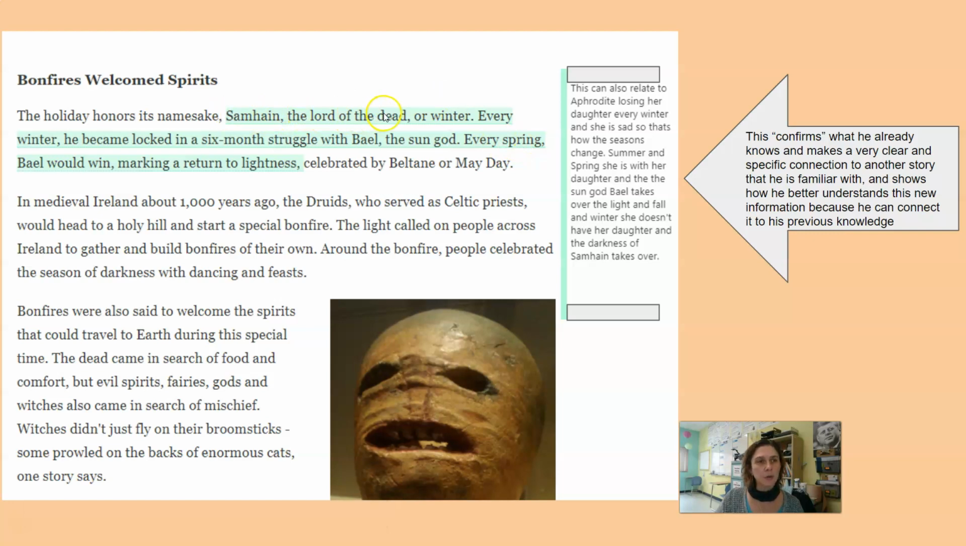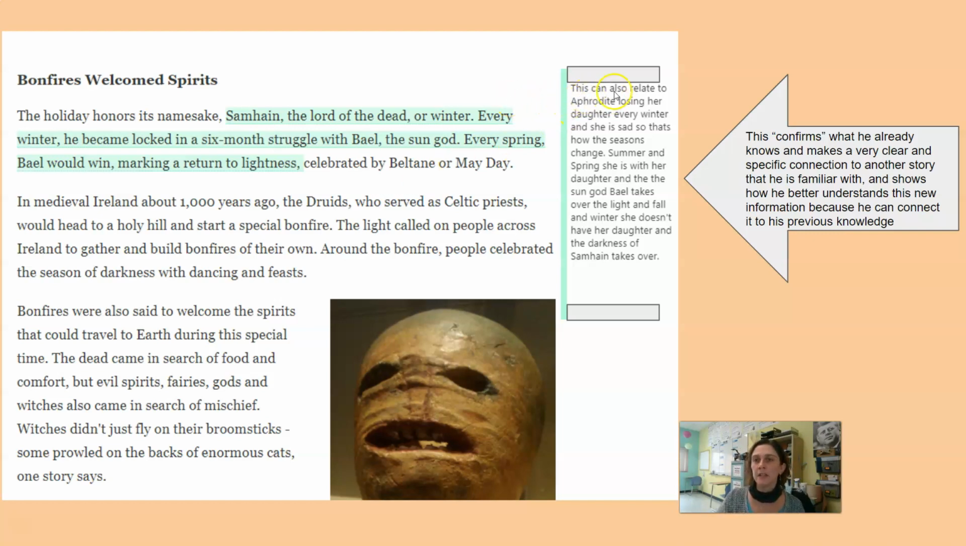Samhain, the Lord of the Dead, or winter. I would have highlighted the whole sentence. The holiday honors its namesake, Samhain, the Lord of the Dead, or winter. Okay, so winter basically comes because of this particular god. Every winter, he became locked in a 6-month struggle with Baal, the sun god. Every spring, Baal would win, marking a return to lightness, celebrated by Beltane or May Day. And I probably said Beltane wrong too. Beltane. See, I told you that my daughter over there was going to correct me. Beltane. All right, so I love this connection here.